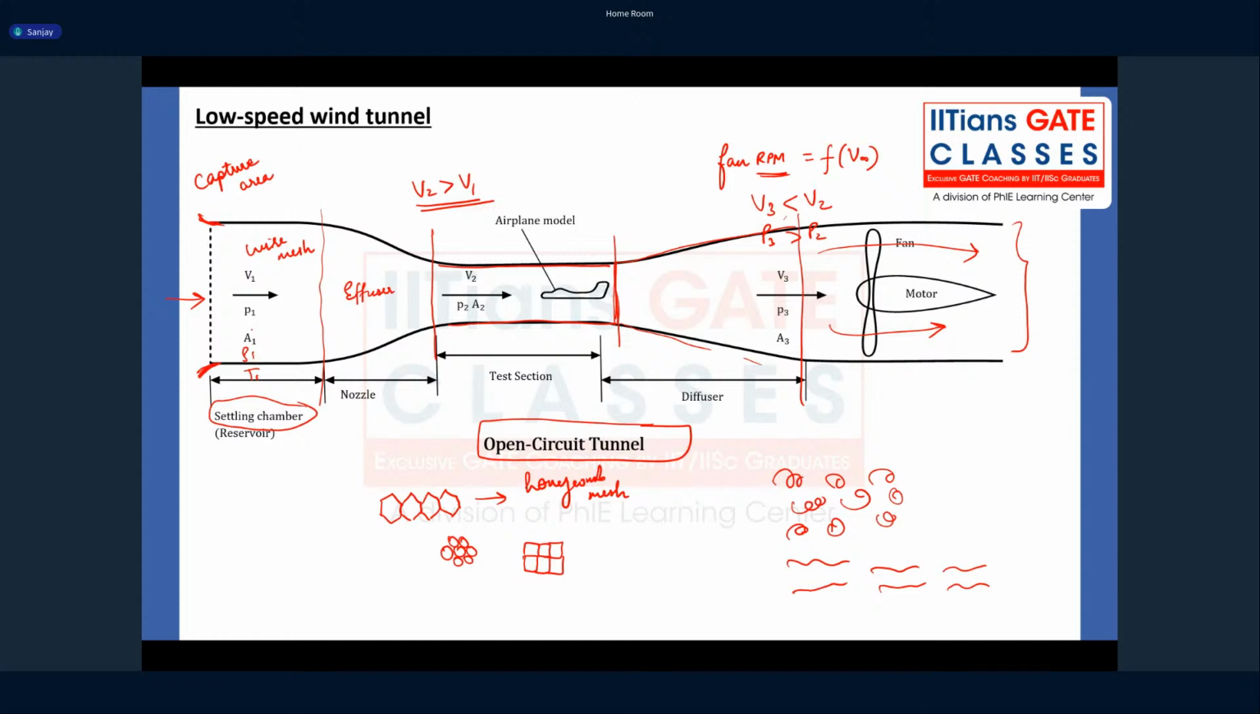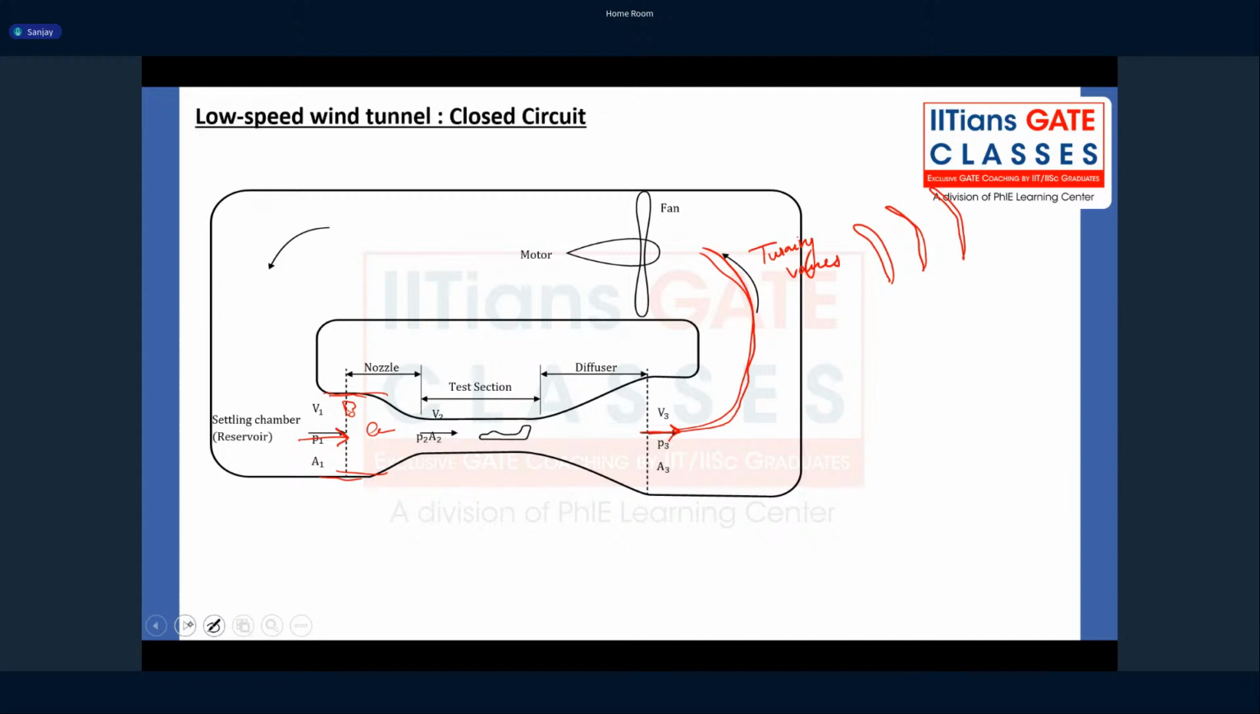But in the case of your closed circuit, there is no change in the quality of the air that enters the tunnel. Every time it is the same air circulating, so the changes in ambient conditions are less. So the mimicking of the flow in the test section becomes perfect. Okay? So you get those desired conditions. Whereas in an open circuit tunnel, every time you have to calibrate it to the current ambient condition. So that is an advantage of a closed circuit tunnel.